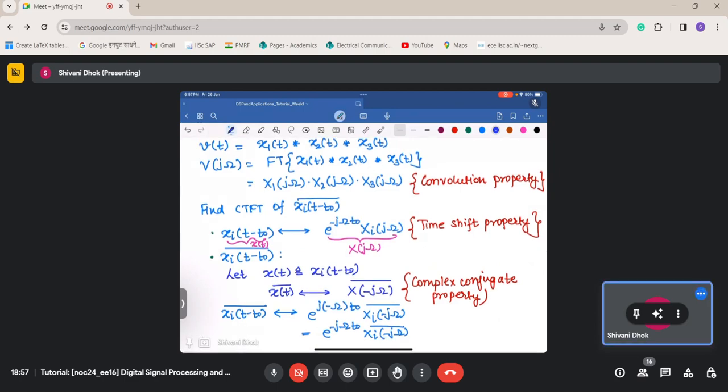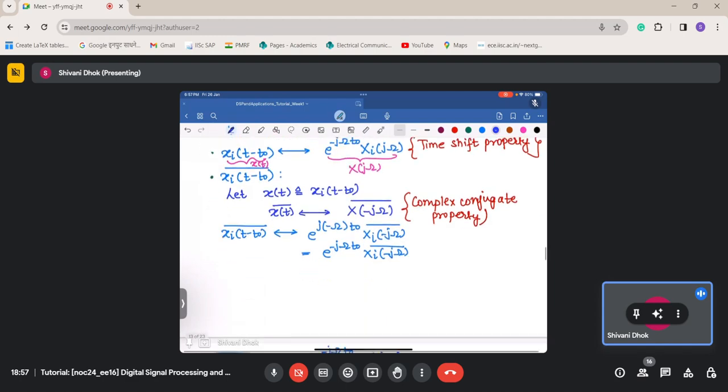One second, I'll tell. Okay, so let's do it step by step here. What I'll do is first substitute and find out this quantity. So x of minus j omega, let's find this first. That will be e power minus of minus j omega t naught into xi of minus j omega, right?